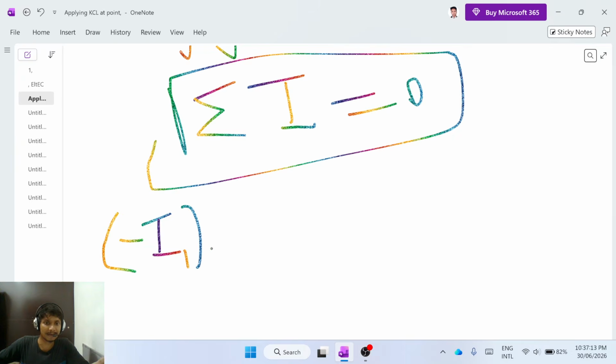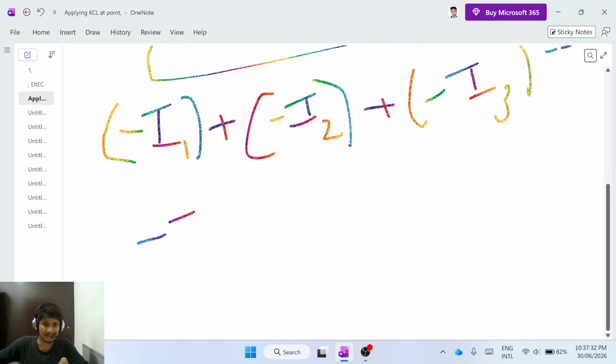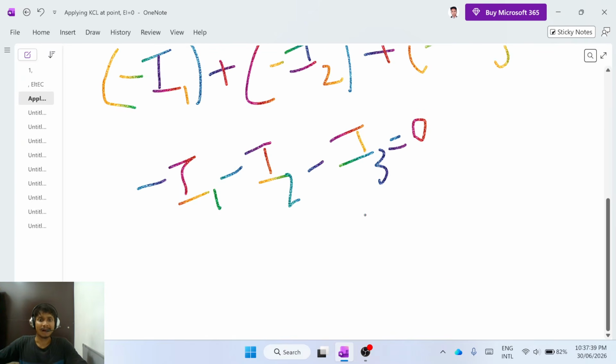We have to sum everything. Minus I1 plus minus I2 plus minus I3 is equal to 0. Therefore, minus I1 minus I2 minus I3 is equal to 0. I never skip the steps because some students may not understand quickly.